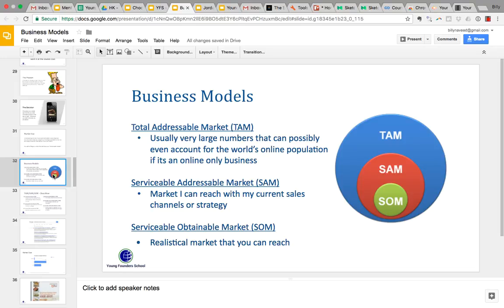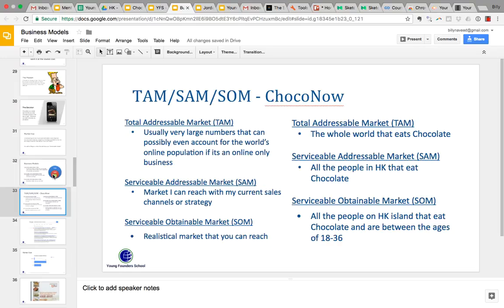SOM is what they're going to realistically be able to reach today. And then we go through an example of how you look at TAM, SAM, and SOM for Choco Now, right? We see that Choco Now's SOM is all the people on Hong Kong Island that eat chocolate and are aged between 18 and 36.